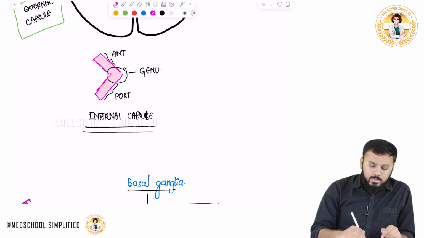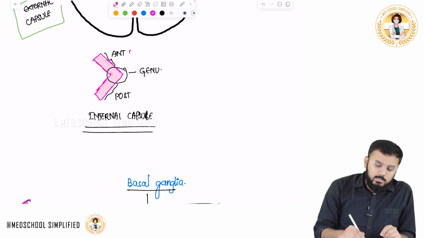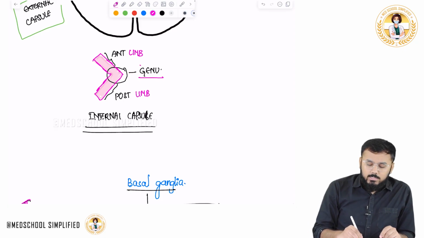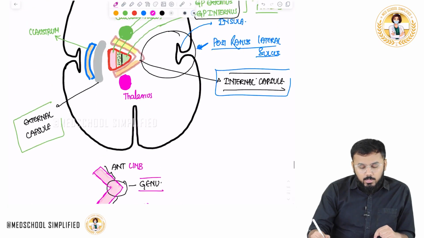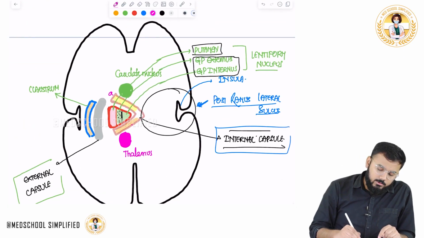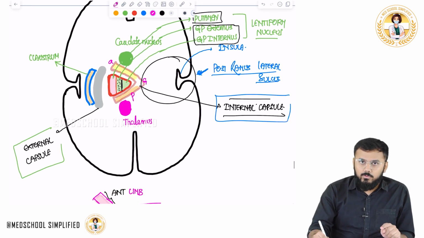Now, this internal capsule over here has three parts. What are those three parts? You have got the anterior limb of internal capsule. See, this is called the anterior limb. Okay, and this one is called the posterior limb. And this is called the genu of the internal capsule. So, just look here. This is your anterior limb, this is your posterior limb, and this is your genu.